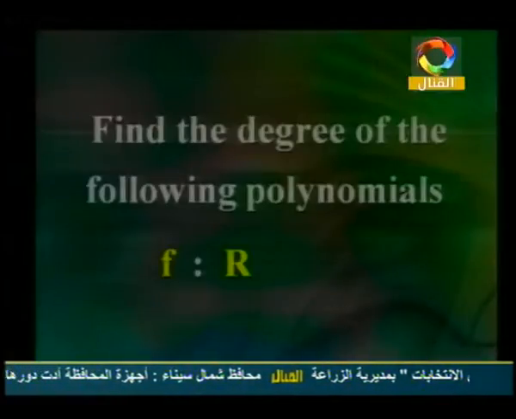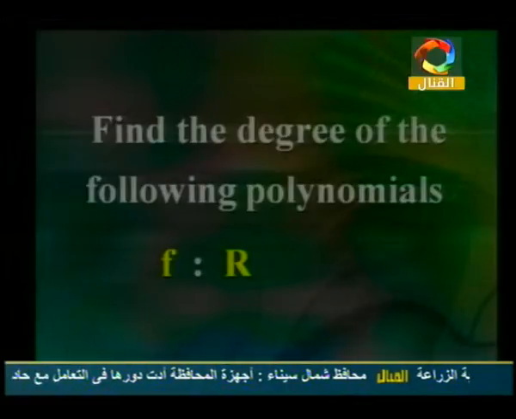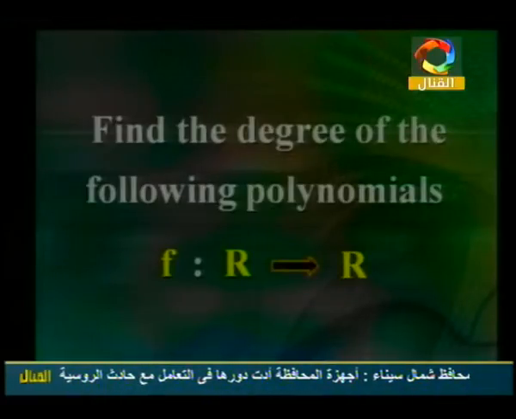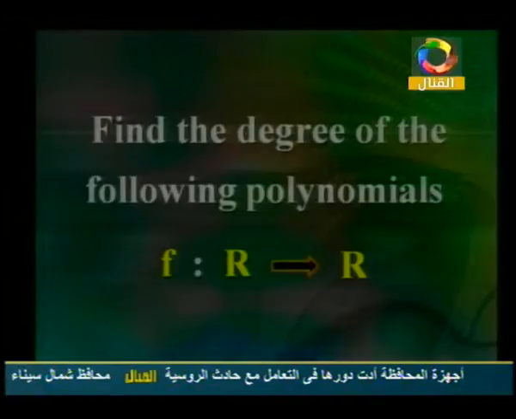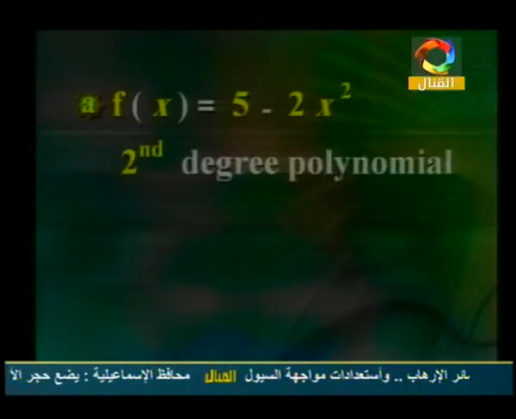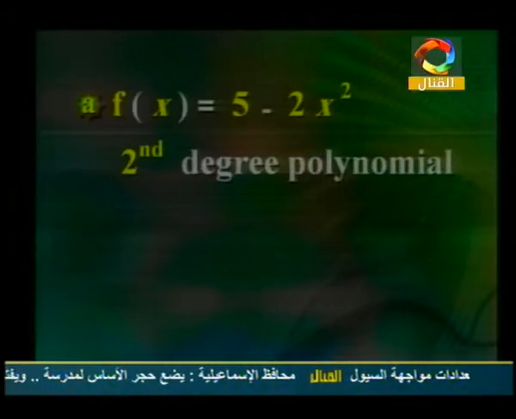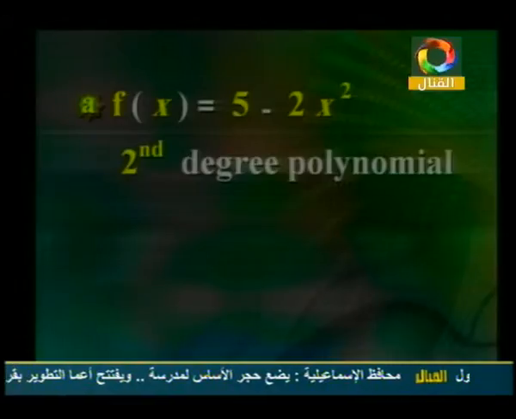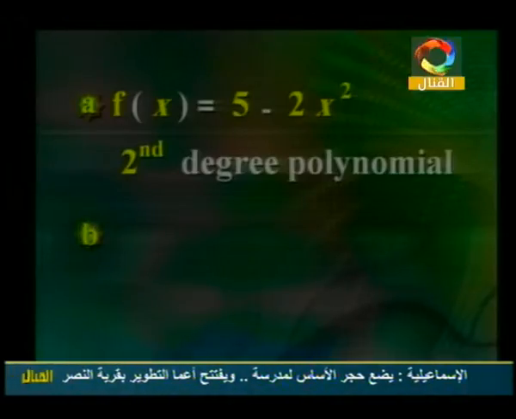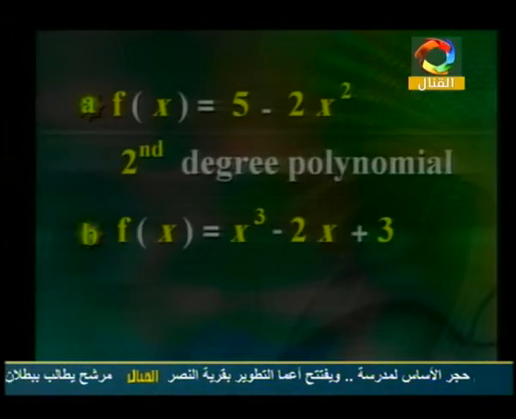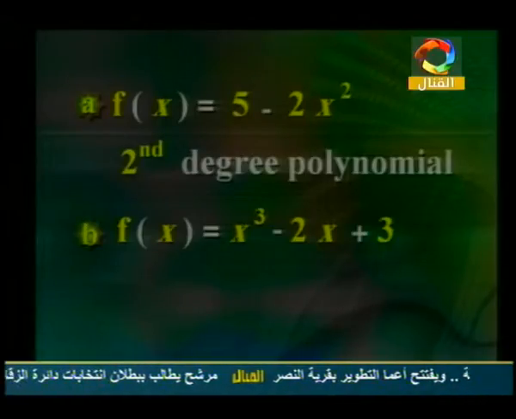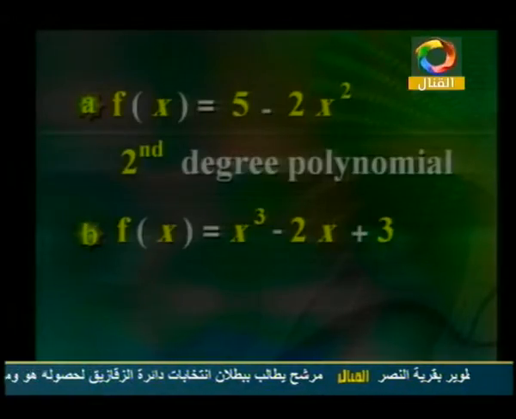Find the degree of the following polynomials. Function where R to R. Number A: function of x equals 5 minus 2x to the power 2. Second degree polynomial. Number B: f of x equals x to the power 3 minus 2x plus 3.